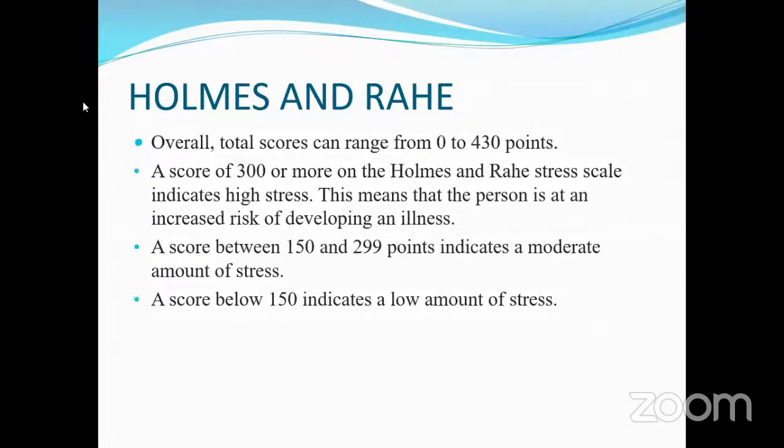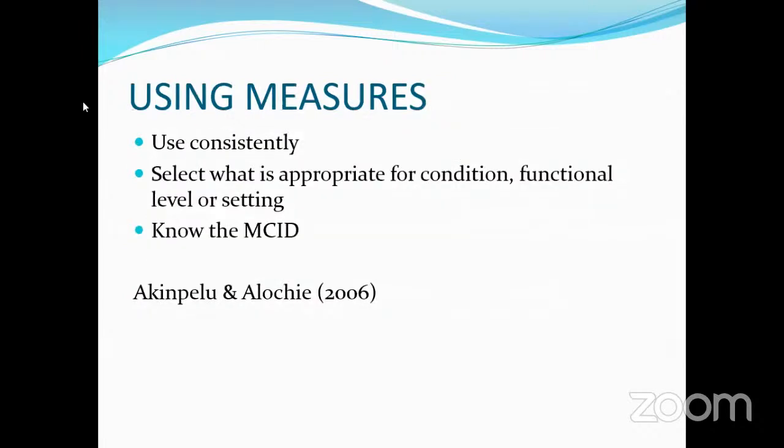Depending on the score, out of the 430 points possible, a score of 300 or more on the scale indicates high stress. This means that the person is at increased risk of developing an illness in the not too distant future. A score between 150 and 299 points indicates a moderate amount of stress. A score below 150 indicates a low amount of stress that is bearable in the course of everyday activity. Again, Holmes and Rahe came out with this scale as a way of assessing the stress level of the patients that we provide care for. It is very, very important as part of their life. So I want to round up now.